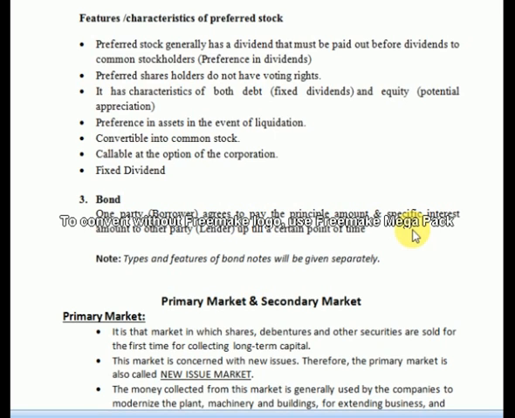After that, when the preferred stockholders are satisfied, then the company will satisfy their common stockholders. The next feature of the preferred stock is that it is convertible into common stock. Preferred stock is also convertible to common stock by the wish of the corporations.